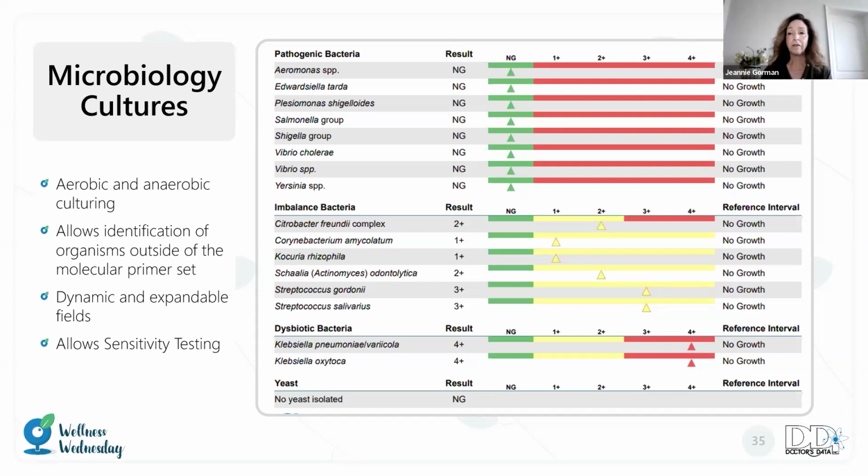There are a handful of commensal bacteria that do, at higher levels, fall into a dysbiotic bacteria category. Not all do, but some do. And we have 2 here listed as at a dysbiotic level, starting at a 3+. And then in this case, no yeast was isolated. So the cultures allow us to give you that very valuable sensitivity testing that I've already talked about, how to treat the organism in that patient's stool. And we'll talk about that later on, but culture allows for that.